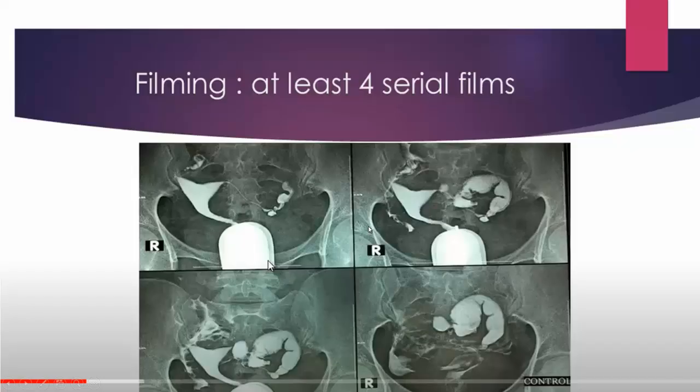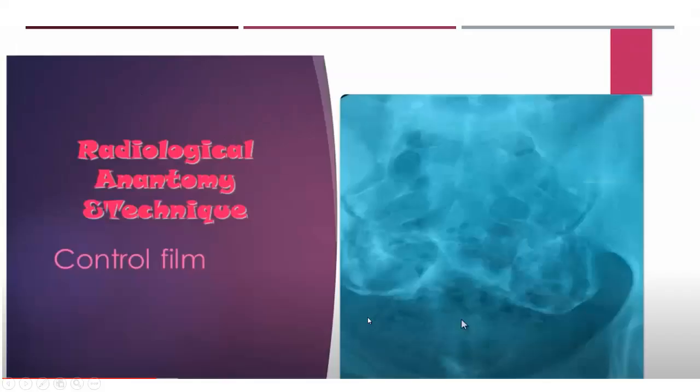Film at least 4 serial films. We must take 4 serial films. See here, if I see the first film, I could say that it may be normal, but it's not normal. There is progressive dilatation of this fallopian tube and loculation of the dye in the control film. So this is hydrosalpinx. Here there is hydrosalpinx of the left fallopian tube with loculated contrast in the control film. So serial films are very important.